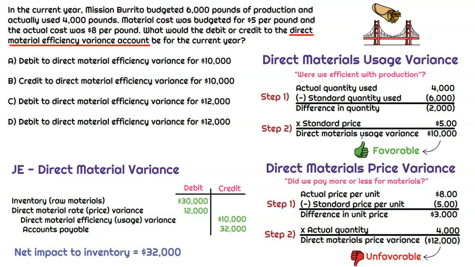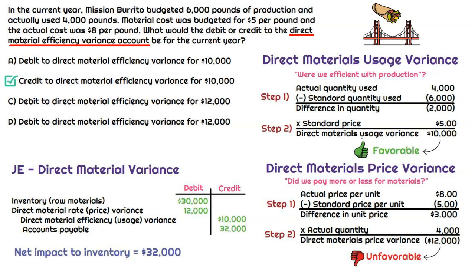to accounts payable. Now, ultimately, the option here, right, that best describes what the question is looking for, which was the debit or credit to the direct material efficiency variance. Well, that's going to be a credit to the direct material efficiency variance for $10,000, so that's the correct answer.